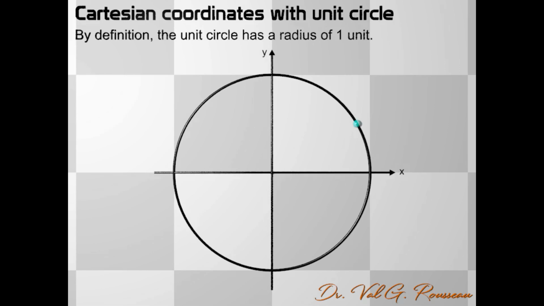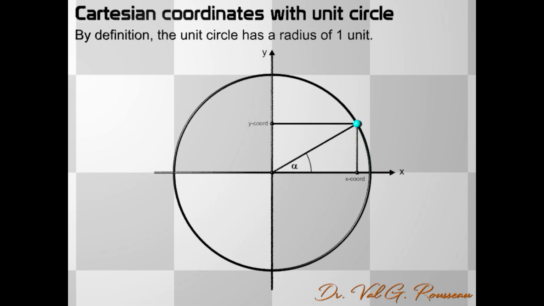Let us take a random point on the circle. The distance between this point and the origin is a radius length of 1 unit. Let us call alpha the angle between the x-axis and the point's radius. The x-coordinate of this point is obtained by drawing from it a vertical line that intersects the x-axis. In a similar way, the y-coordinate is obtained by drawing from the point a horizontal line that intersects the y-axis.